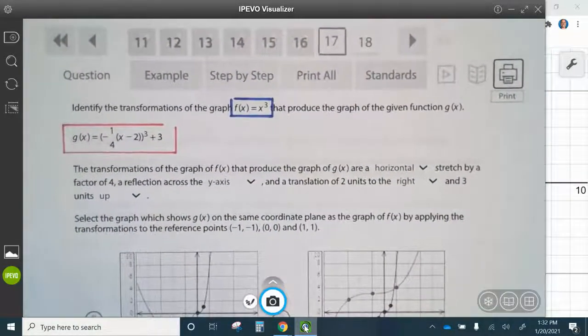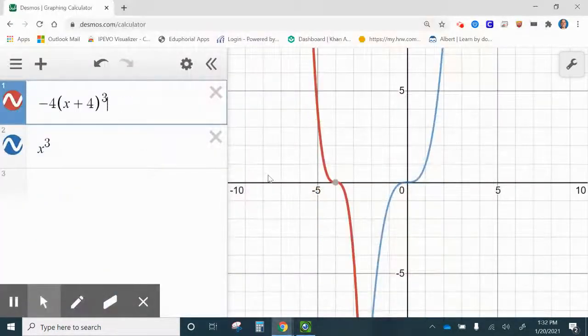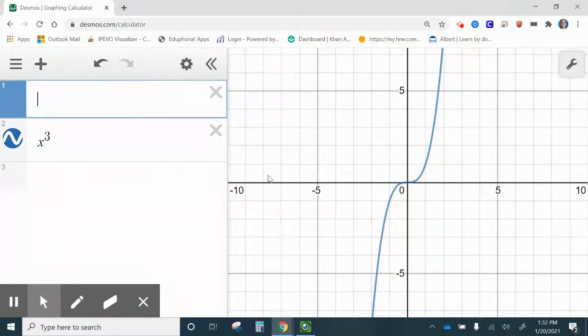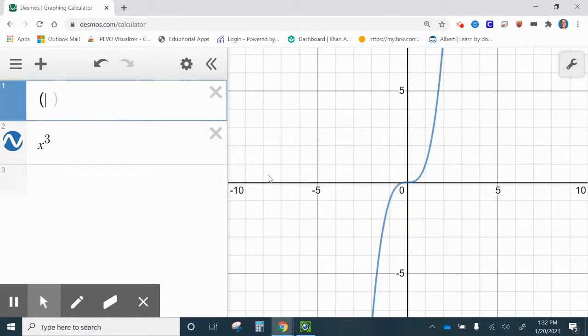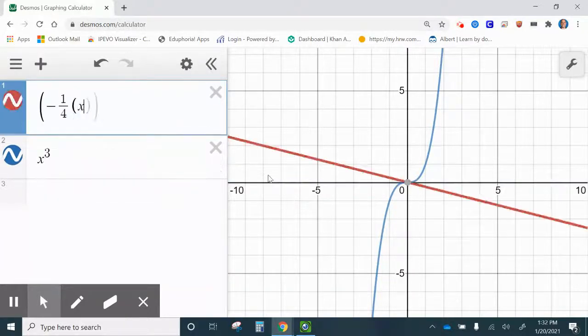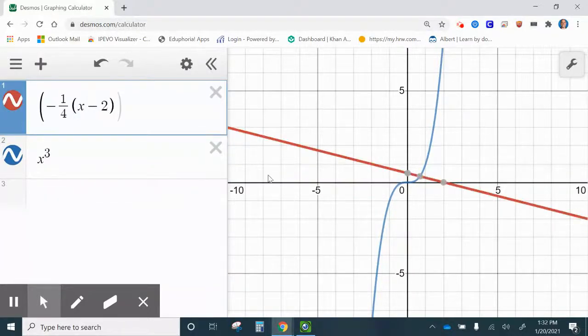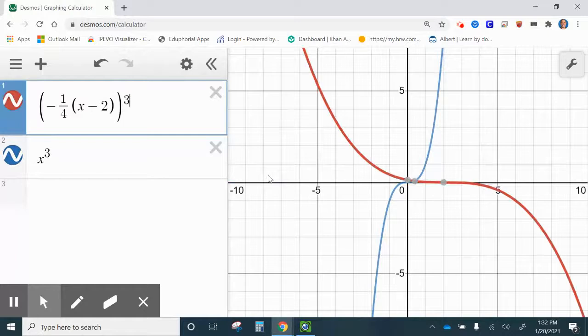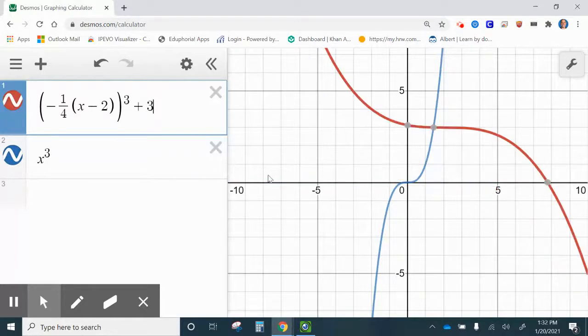Identify the transformation of the graph of f of x equals x cubed that produces the graph of the given function. Okay, so we're going to graph this in Desmos. So parentheses negative 1 divided by 4, parentheses x minus 2, parentheses cubed plus 3. So there's our graph.